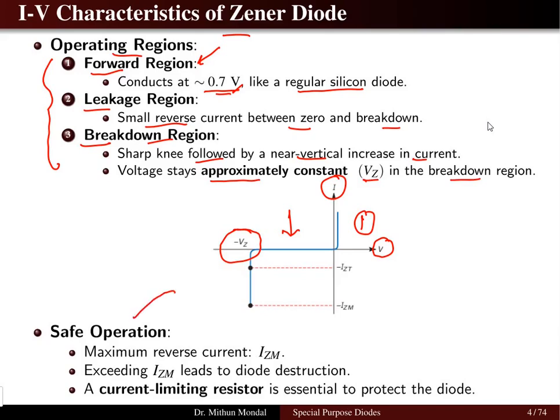In order to operate the Zener diode safely, the maximum reverse current, the maximum current in reverse bias, is given by IZM. If you exceed this current IZM, it will lead to diode destruction. So any current below IZM is fine, but if you increase the current above IZM, then the diode will burn out. So a current limiting resistor is essential to protect the diode. Generally we use one resistor placed between the source and the Zener diode, so that the maximum current is limited to protect the diode.